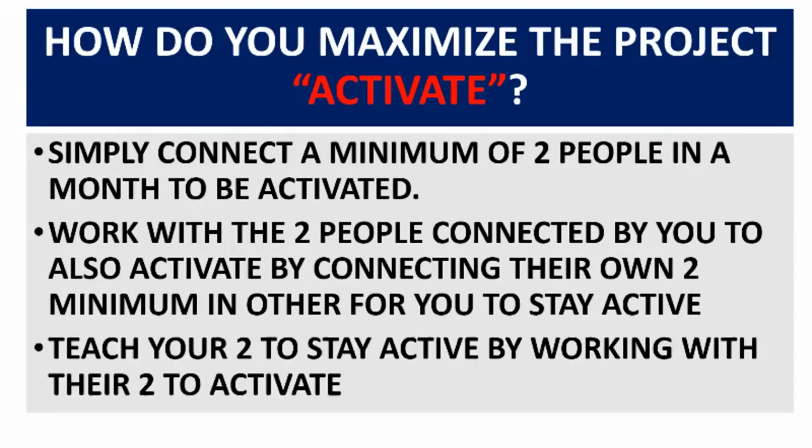Ladies and gentlemen, what next do you do? All you simply do is teach your 2 to also stay active. How do they stay active? It's by them also working with their own 2 to activate. Very simple formula here. And I'm going to show you the big picture of what I'm just summarizing here. The first is for you to connect a minimum of 2 people in a month to be activated. You now become activated by connecting a minimum of 2.